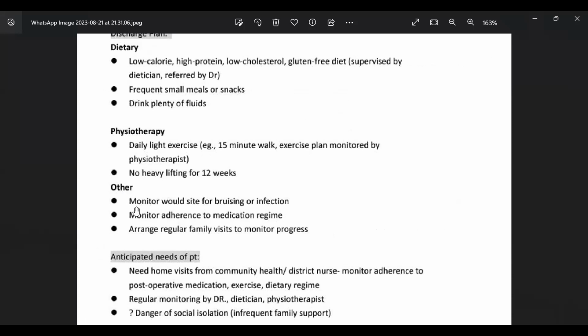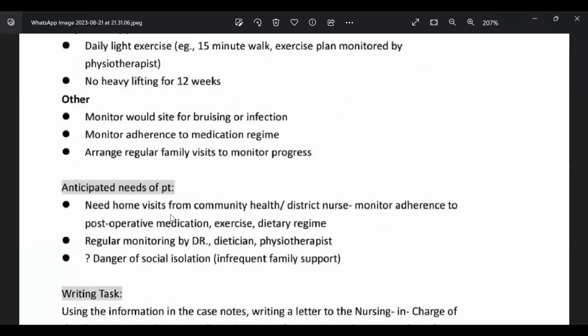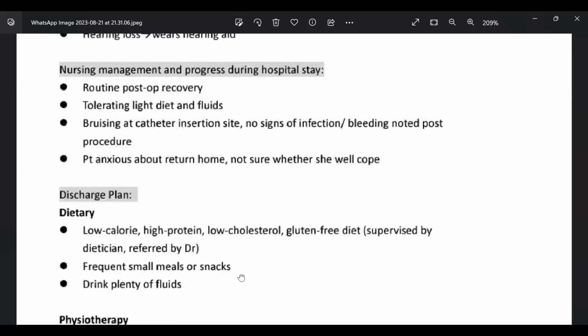In other weeks, as we mentioned, we monitor the bruising site and adherence to the medication, with regular family visits. You can also see a home visit from the community health district nurse, to monitor adherence, post-operative medication, exercise, dietary regime, and so on. Now we have regular monitoring by the doctor, dietitian, and physiotherapist, and we also have the danger of social isolation. So at least we have an idea of what the situation is.